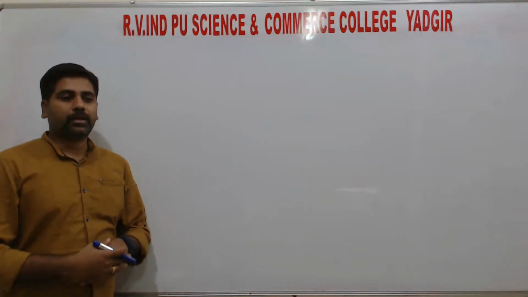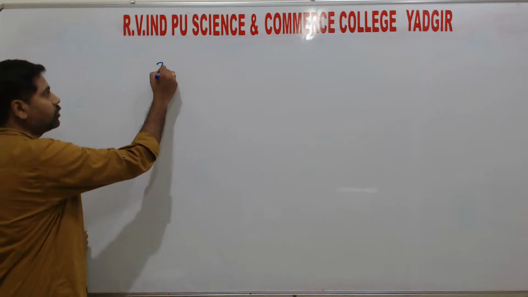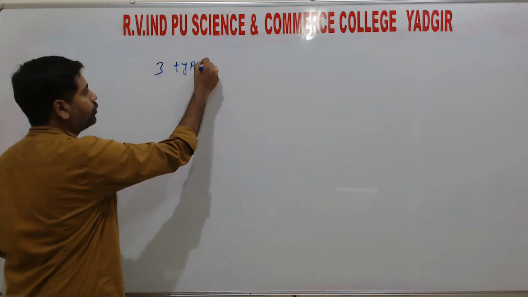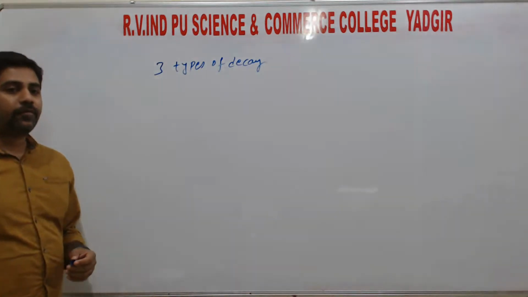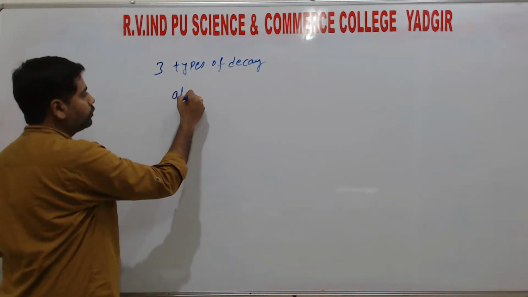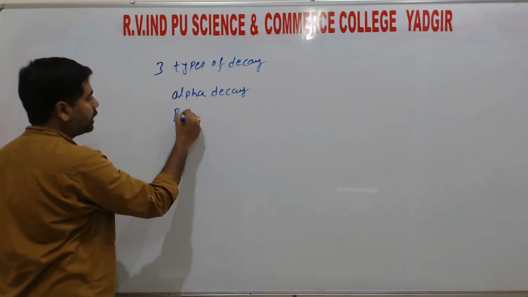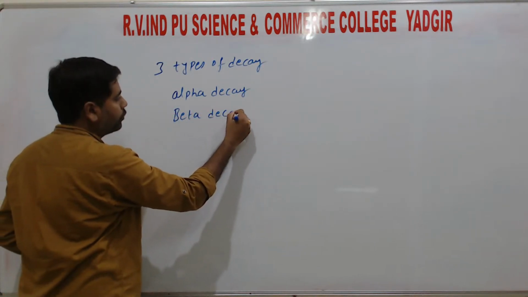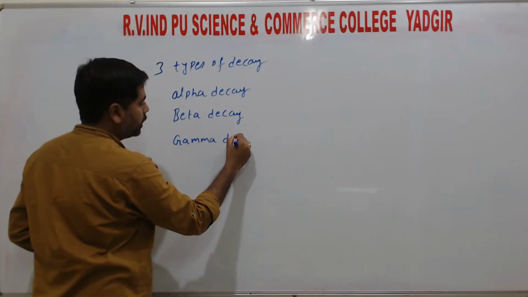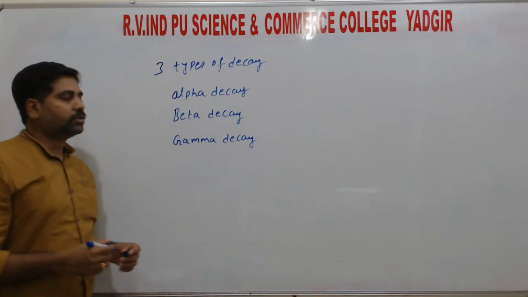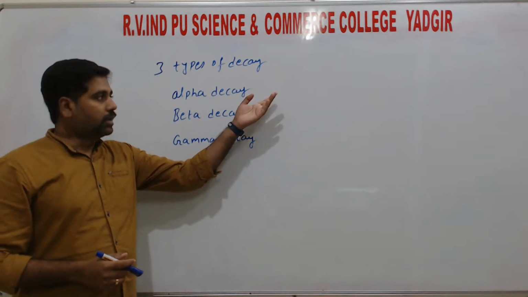Good morning, students. In the last class we discussed decays. So we have three types of decay. The first one is alpha decay, beta decay, and gamma decay.